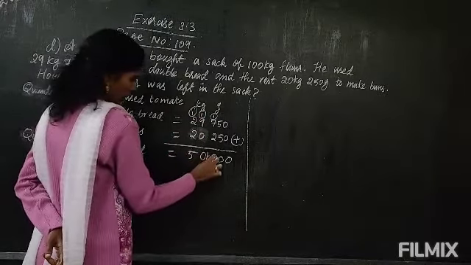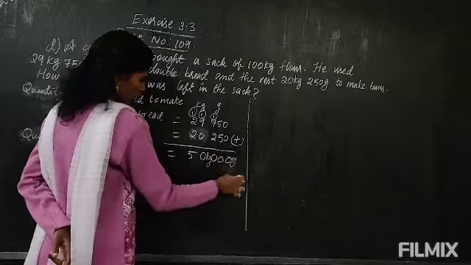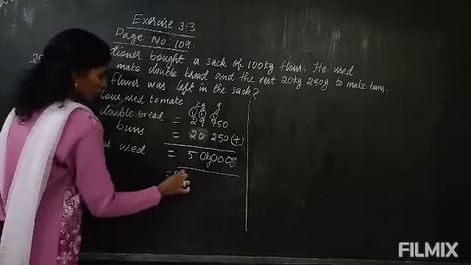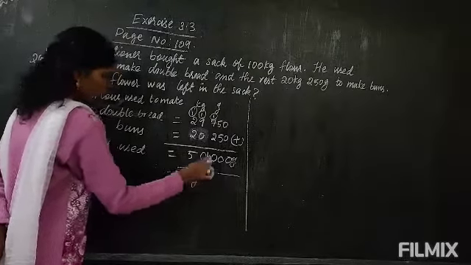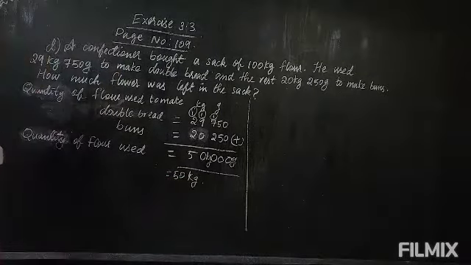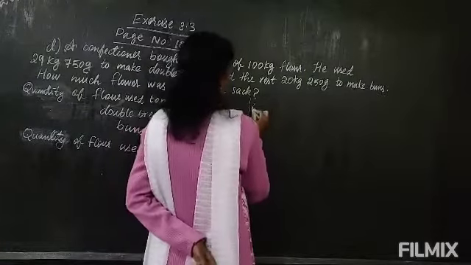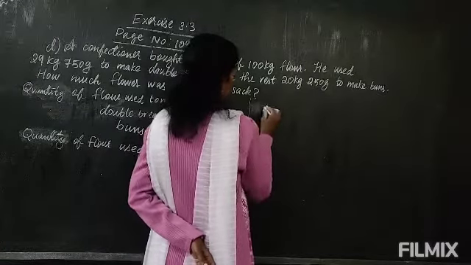So it is 50 kg and 0 gram. So just you can write it is 50 kg. There is no gram, so you can write it just 50 kg. Okay, now we have to find the left flour. How much flour is left? So let's write quantity of used flour now.